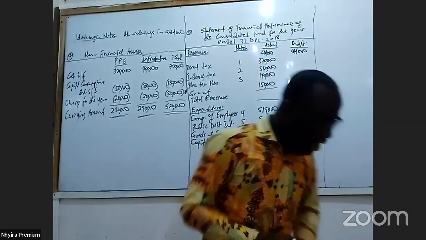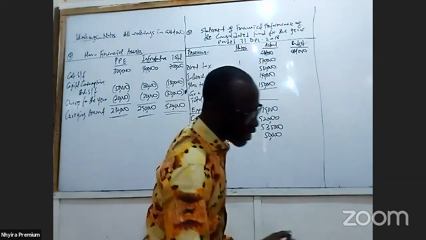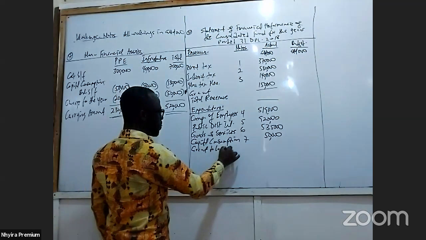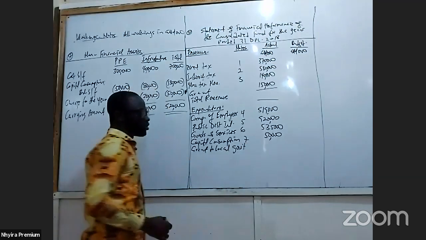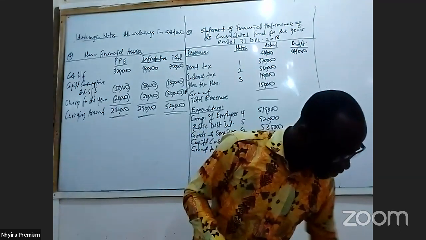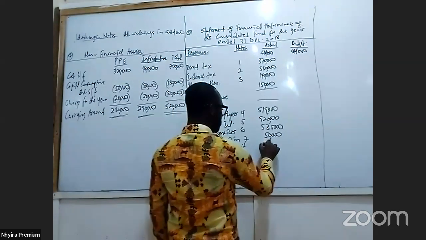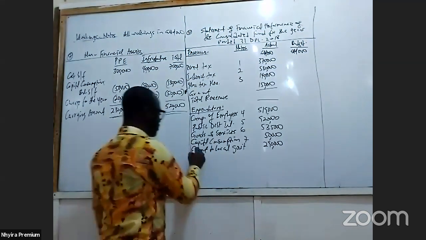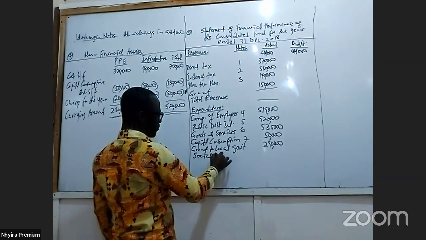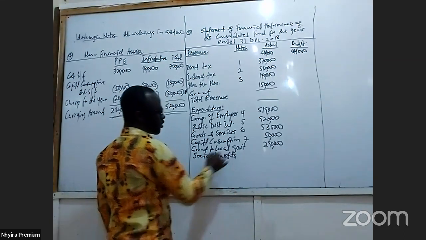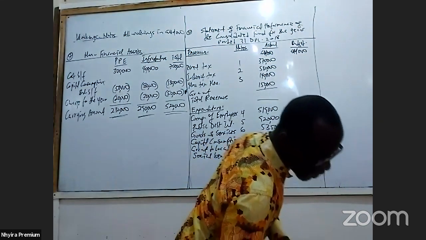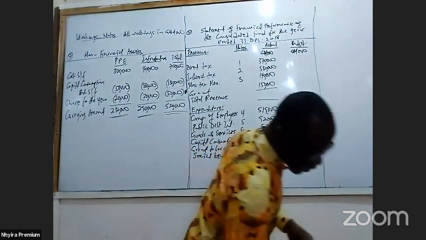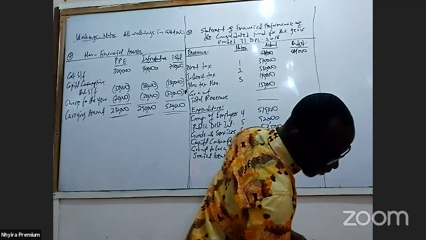Things such as grants to the local government. Grants to local government will be brought there, and the amount is 290,000. Next one, social benefits. That is given to us as 315. Subsidies cost.